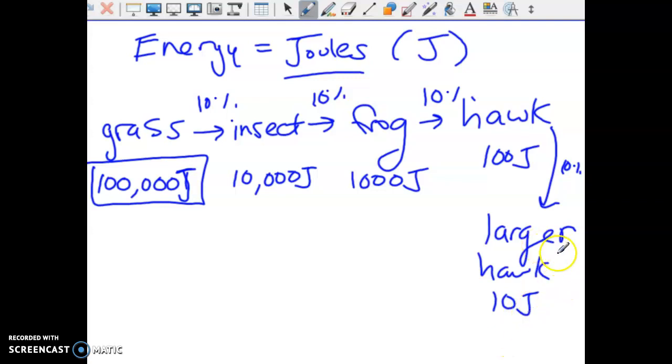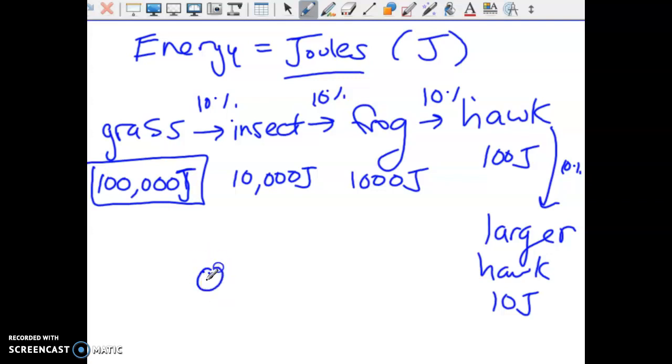That's actually why usually top carnivores have to ingest a lot more food. It's not necessarily because the hawk is hungrier than the insect. It's just because it needs more food to get enough energy to actually survive. Whereas if this insect is eating grass, it does not have to eat a lot of grass to get a substantial amount of energy. It's because it's closer to the start of that food chain.